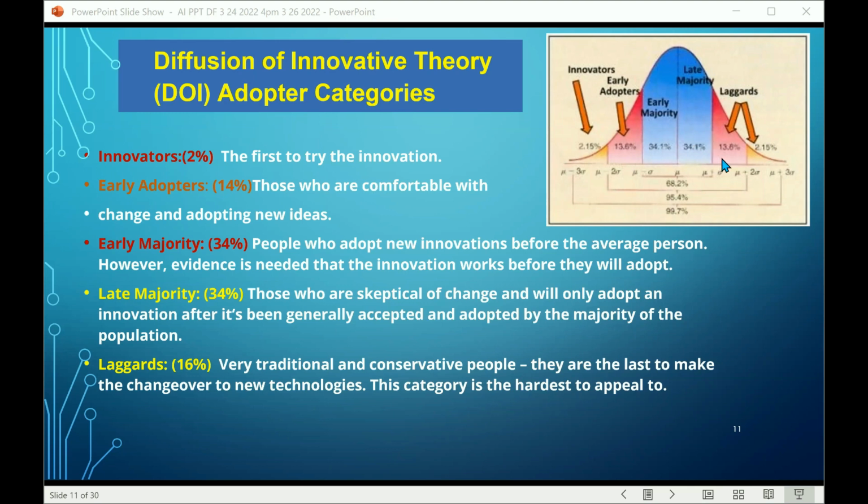And then lastly, there's laggards, and they're about 16%, very traditional, very conservative people. They are the last to make the changeovers to new technologies. This category is the hardest to appeal to.